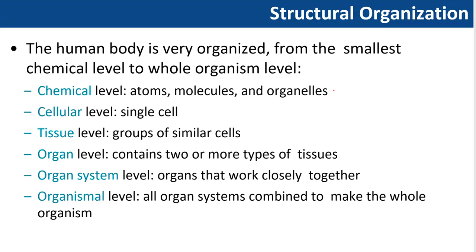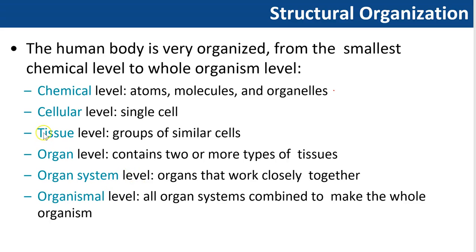Before you begin to study the different structures and functions of the human body, it is helpful to consider its basic architecture. The human body is very organized from the smallest chemical level to the whole organismal level. We're going to divide our levels of organization into these levels. First, and the smallest one, is the chemical level. Then we have the cellular level, tissue level, organ level, organ system level, and organismal level.